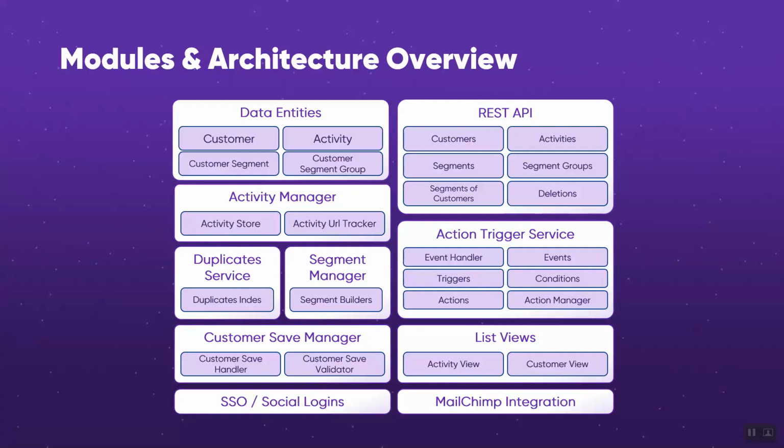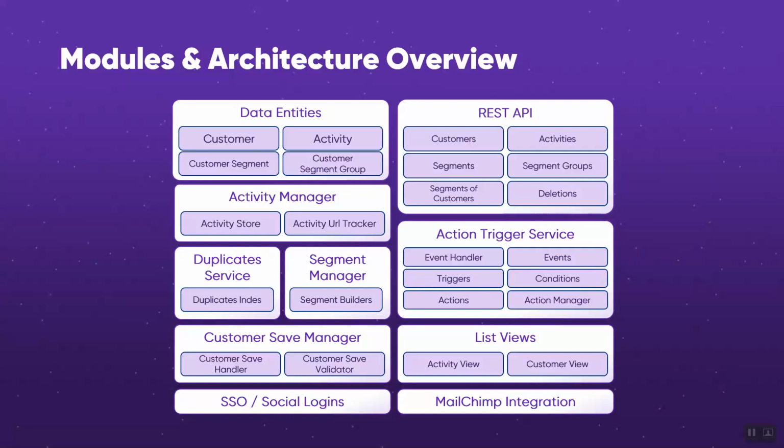Then we have the action trigger service, which is a way of configuring certain actions that should be executed based on certain triggers. We can also have a look at this in the Pimcore admin interface in a second.